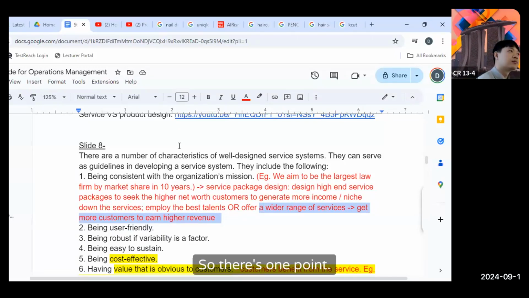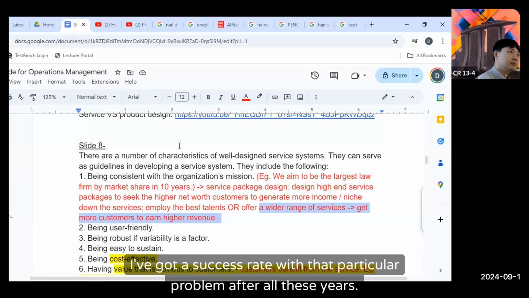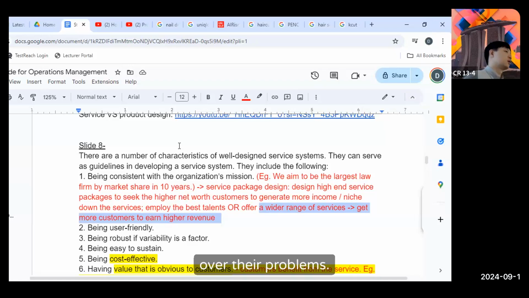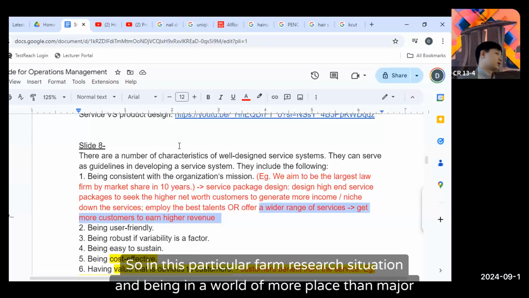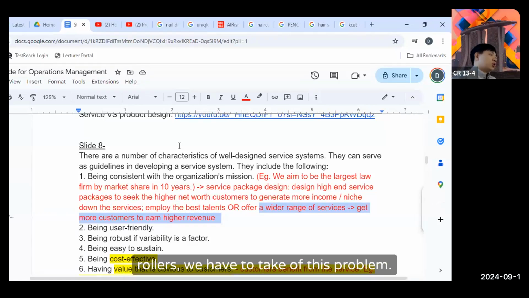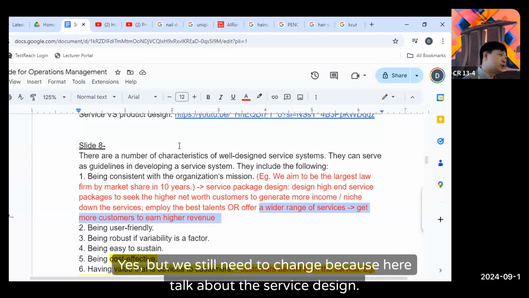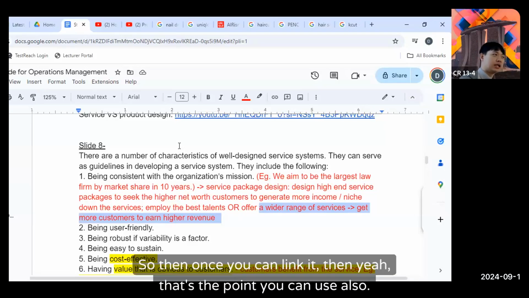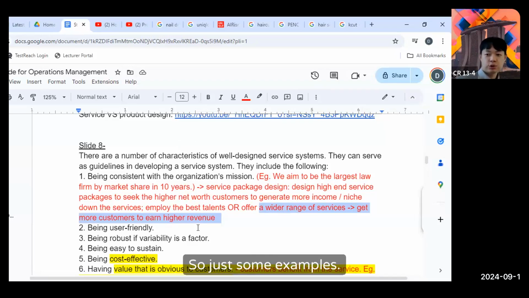All right, so there's one, and I've got a success rate in that particular problem. And I suggest you to my family, friends, or relatives, to take over their problems and solve them. So in this particular concept and situation, the word of mouth plays a major role. Yes, but we still need to change it, because here we talk about the service design. So linking that word of mouth, how do we incorporate it with the service design? Once you can link it, then the point you can use also. Okay, so just some examples.